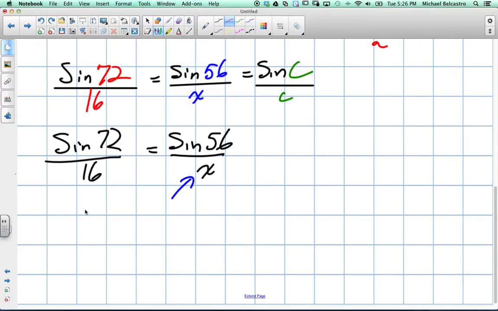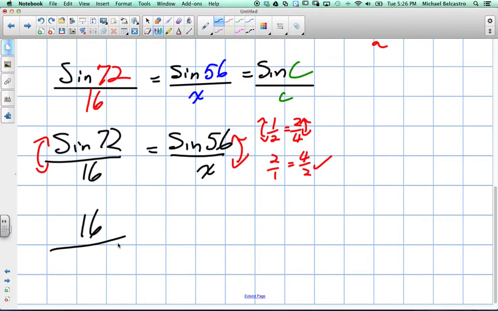And proof of this is in this idea here. 1 over 2 is equal to 2 over 4. Would you say that's true? Okay, let's invert these and see if it's still true. This becomes 2 over 1 is equal to 4 over 2. Is that still true? Yeah, it's still true. So in other words, I can flip equivalent fractions, and everything will stay true. So that'll help me. Instead of isolating x here, I'm just going to flip everything. This will make it easier so we only remember one formula. So this becomes 16 over sine 72 is equal to x over sine 56.